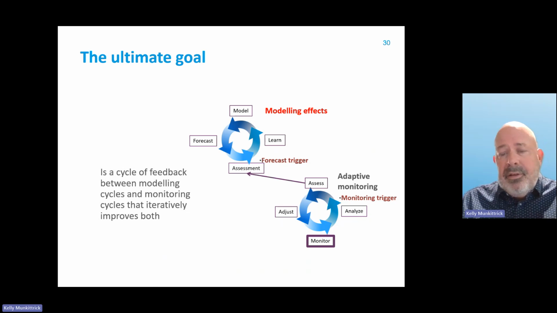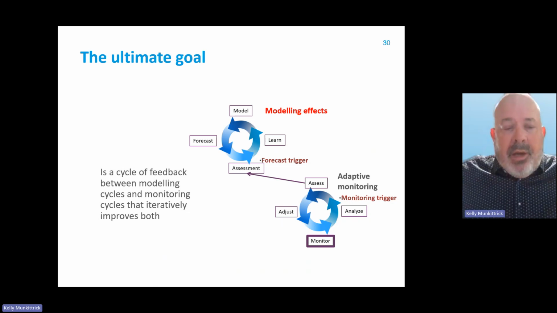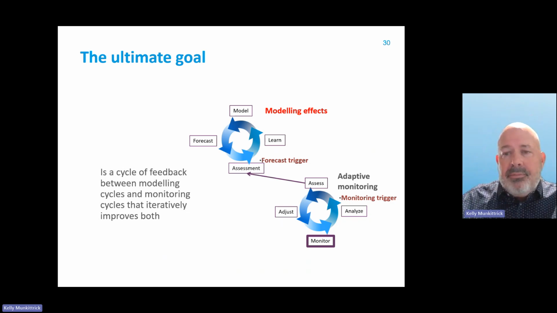And so here we have two cycles. We have an adaptive monitoring cycle where we go out and we monitor and we analyze, we compare it to a monitoring trigger, conduct an assessment, and we adjust our monitoring if we need to. And the same data goes into a modeling cycle where we have a forecast trigger, which is how big a change we would expect to see based on this year's conditions. And if it's outside of that forecast trigger, we need to go into an adaptive modeling cycle. And the ultimate goal is a cycle of feedback between modeling cycles and monitoring cycles that iteratively improves both.